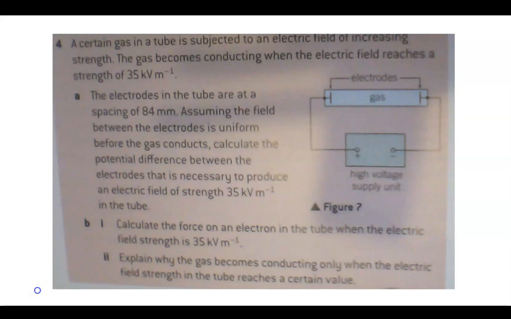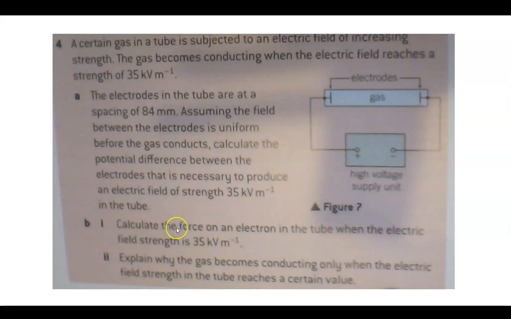We've got a gas tube with an electrical field of increasing strength. So here's your gas, and this plate's going to be negative, this plate is going to be positive. And the gas becomes conducting when the electrical field reaches a strength of 35 kilovolts per meter. So that's our electrical field strength in here. It just gets stronger and stronger as the potential difference across it increases.